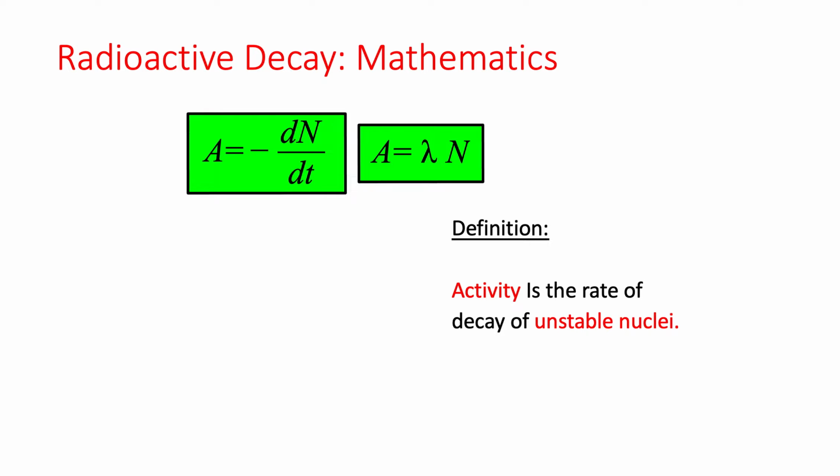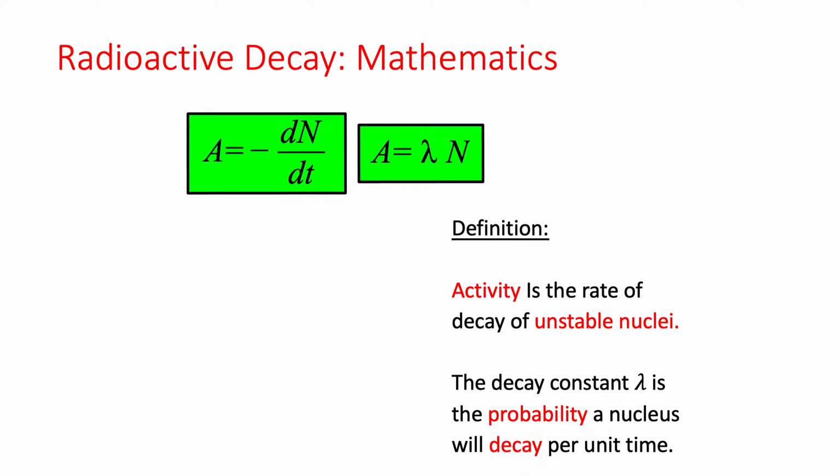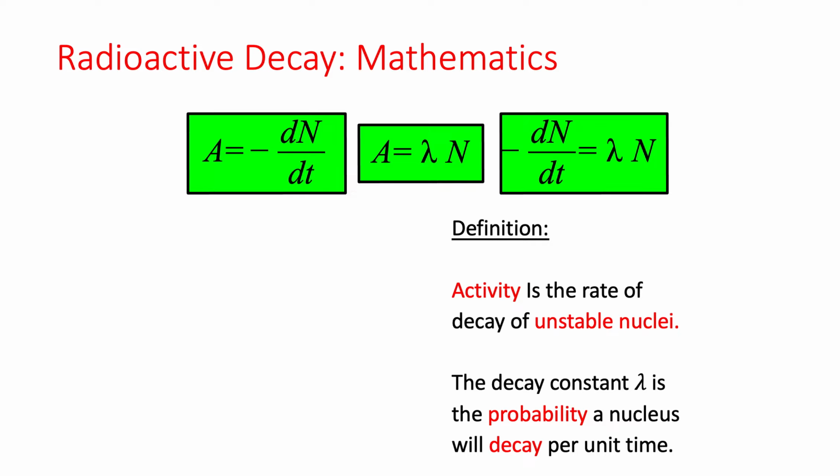That constant lambda is referred to as the decay constant, and it is the probability that the nucleus will decay per unit time. What we're really saying in that second equation is that the more nuclei I have, the more decays I expect. That makes sense because if we have more nuclei, more of them are going to break apart than if we have a smaller sample. The key to doing this is to equate the two. We've got A in both equations, so we can say that minus dN by dt is equal to lambda times N.